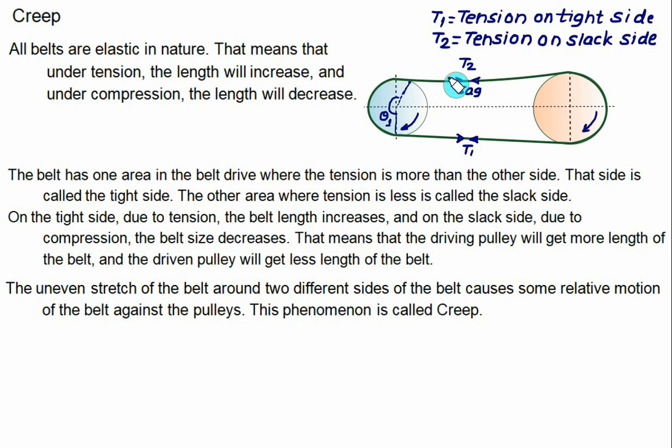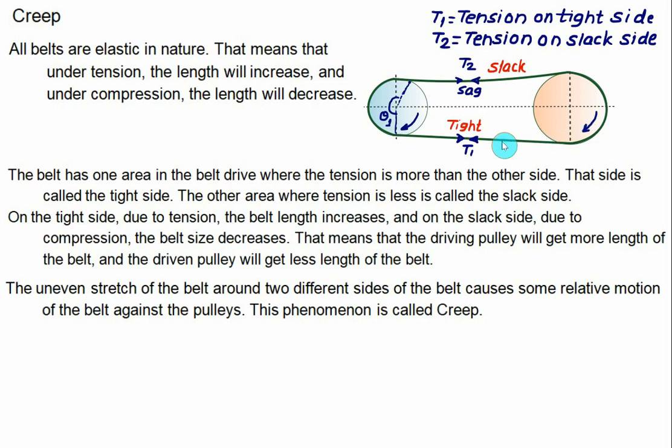So the belt has one side where the tension T1 is more as compared to the other side. That side is called the tight side. So T1 is the tight side and T2 is the slack side. On the tight side, the belt length increases, whereas on the slack side, due to compression, the belt length decreases. This means that the driving pulley will get more length of the belt and the driven pulley will get less length of the belt.